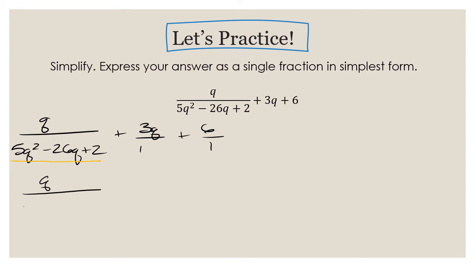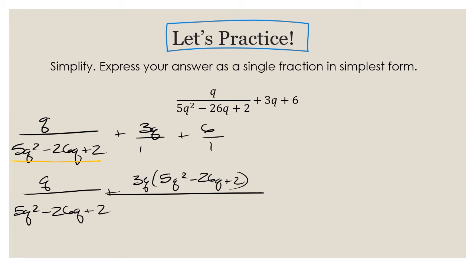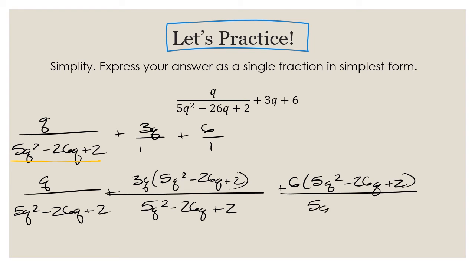So our expression is going to become this first term, and then the second one, I'm going to multiply the top. Oops, that's not a g, that's a q. I'm going to multiply the top and the bottom by that whole denominator, 5q squared minus 26q plus 2. And then in the denominator, I've got the same thing. And same thing for 6. Plus 2, all that over my expression. Okay, so now we've got to simplify this.